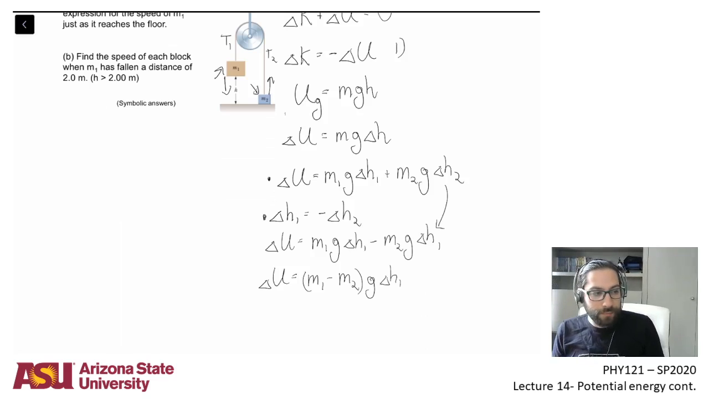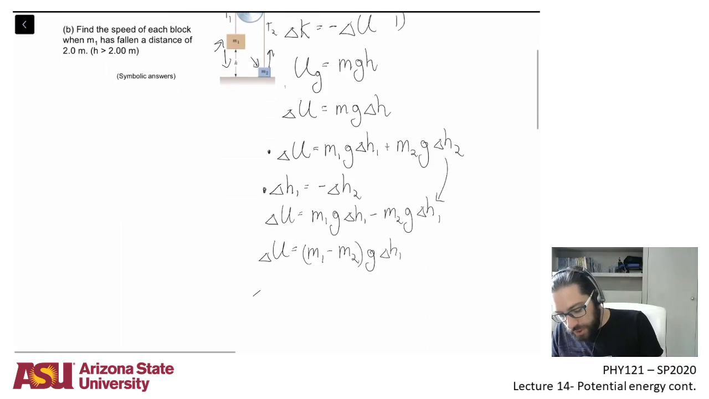Okay, so that's the first part. Now we can calculate how much the change in potential energy is for the system. But I'm going to do something a little bit better. I'm going to solve basically the speed for these blocks at any point in the system. And I'm going to show you how to do that.